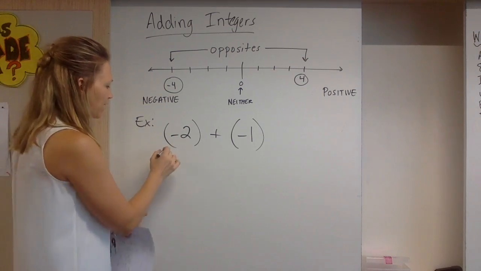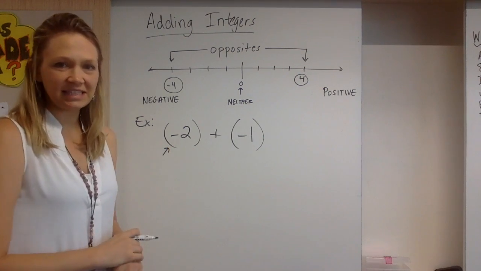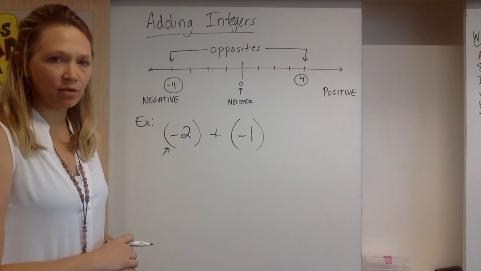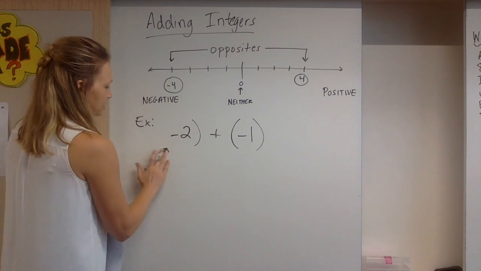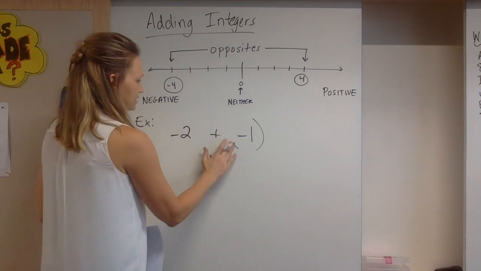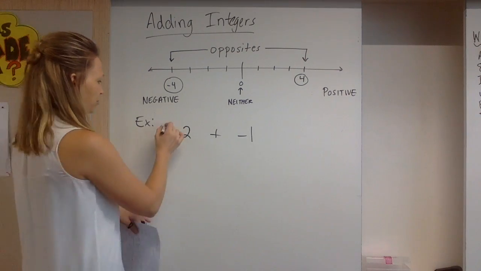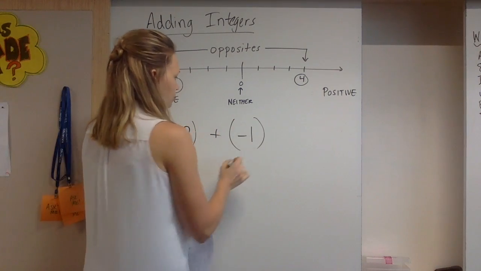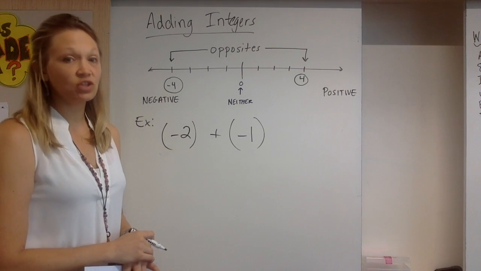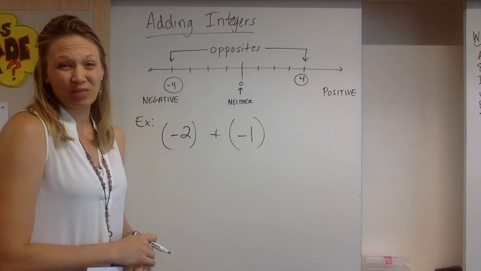First of all, why do I have parentheses? Any guesses as to why I put parentheses around my numbers? Why didn't I just leave it like this? Why did I put parentheses around my numbers? It's an important thing to note because this can be confusing the first time you start looking at it.